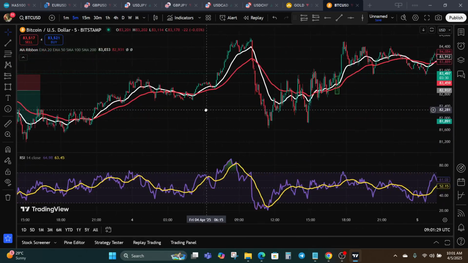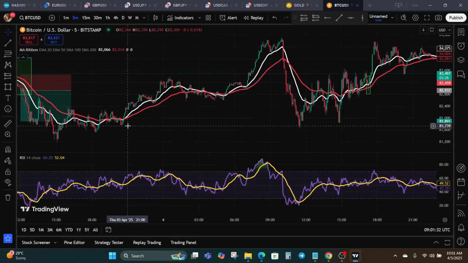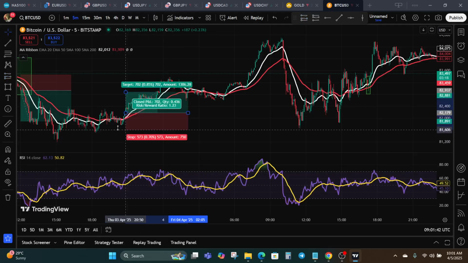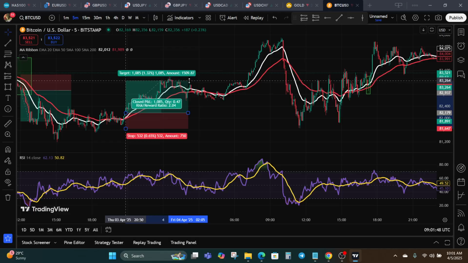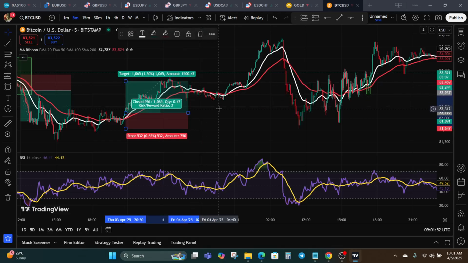Then for a buy trade, make sure that you get a bullish confirmation candle after you have the RSI above the 50 level and between 40 and 60. And then, of course, the 20 EMA above the 50 EMA, get your bullish confirmation candle. Stop loss goes just below the recent swing low. Take profit target can be around 1:1.5 or 1:2. And then you are good to go.